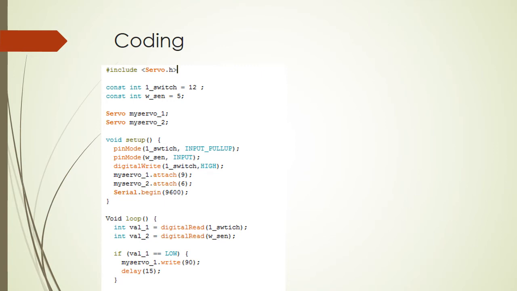For this page and the next page I have included the coding for this project. For this coding I will explain the 4 conditions of the sensors to be functioning. At the bottom paragraph, if the while 1 is equal to low, which means the limit switch is pressed, servo 1 will move 90 degrees with a delay of 15 milliseconds.